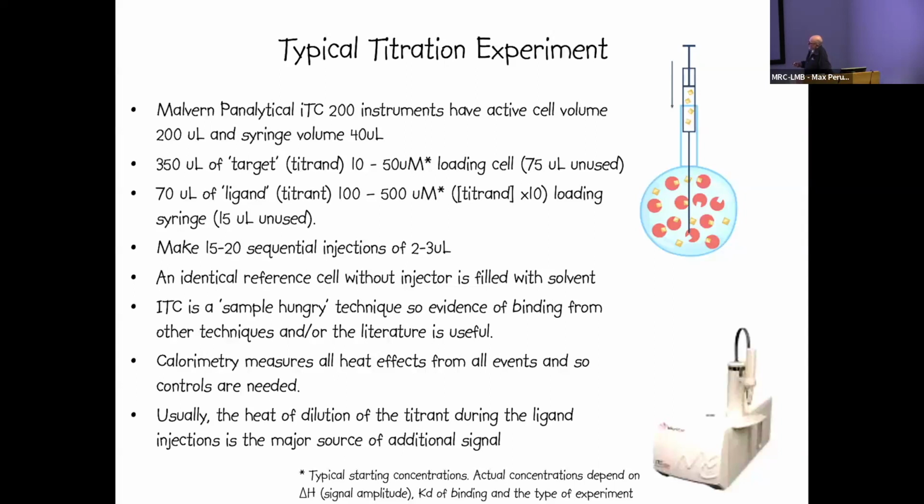Because of this fact that calorimetry measures all the heat that's produced when we make the measurement, not only including these changes in solvation and changes in ionization, but when we actually physically inject solutions in, there may be additional heat. And so we're going to need to make a number of controls. And usually it's the heat of dilution of this component that's in the syringe which is the main control that we need to take account of, and the largest source of additional signal.